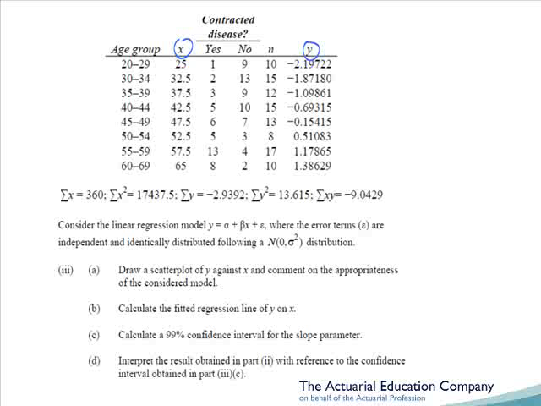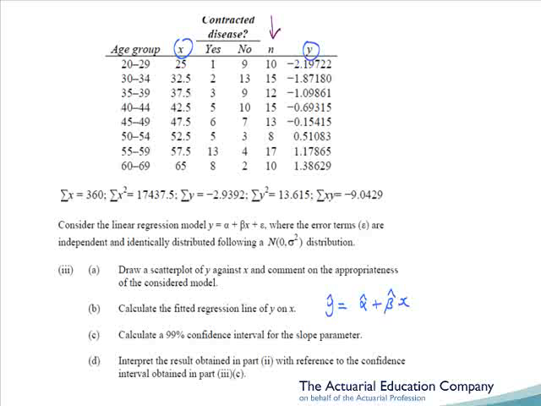In part B, we have to calculate the fitted regression line of y on x, which is y hat is alpha hat plus beta hat times x. So you'll need to calculate your alpha hat and beta hat using the formulae given on page 24 of the tables. This should be fairly standard stuff. The only confusion might be the n is 8, as we have 8 points on our graph, which isn't the n in this column.